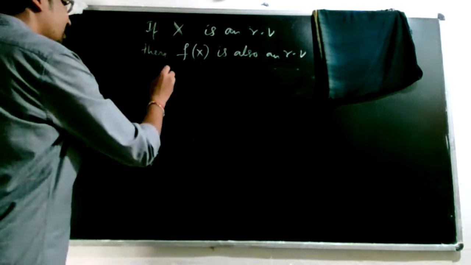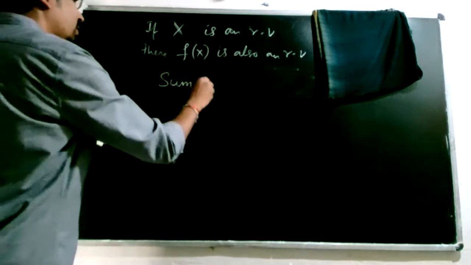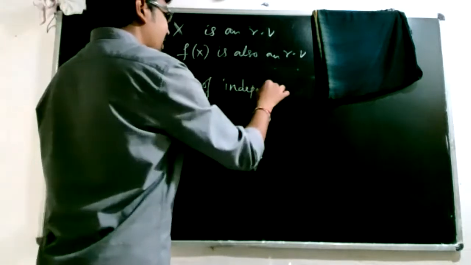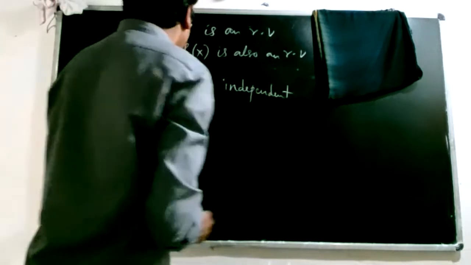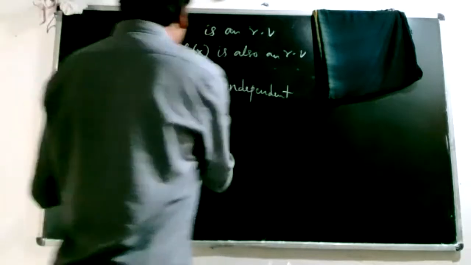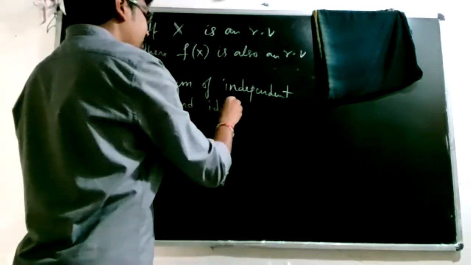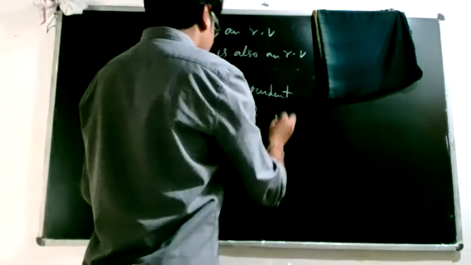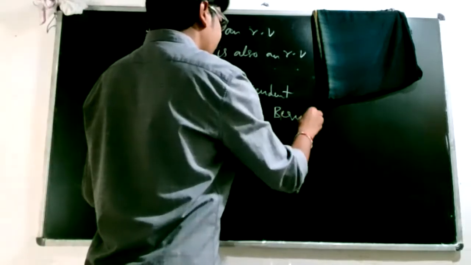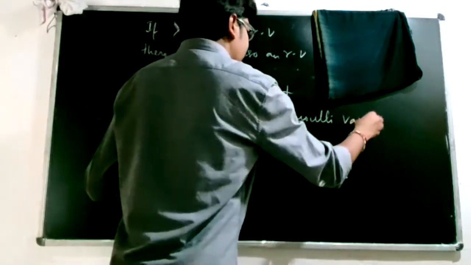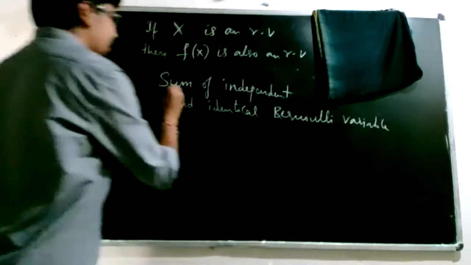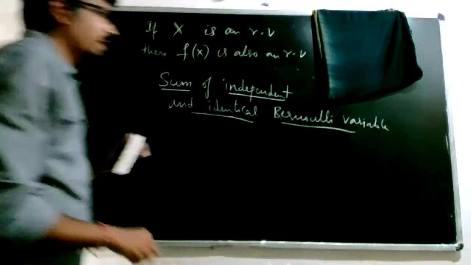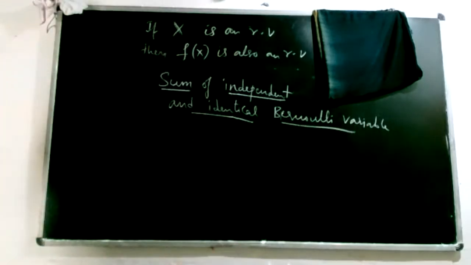So the first case is the sum of independent and identical Bernoulli variables. We started the discussion with Bernoulli, so we'll talk about the sum of independent and identical distributions or variables, and in this case, we'll start with the Bernoulli variable. We are taking the function to be the sum of what variables? Sum of independent and identical Bernoulli variables.